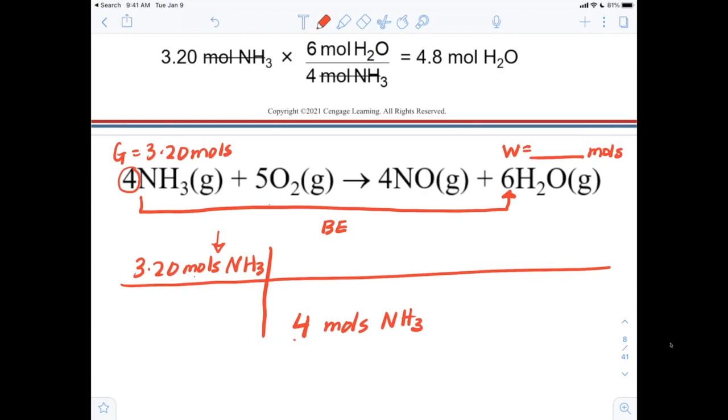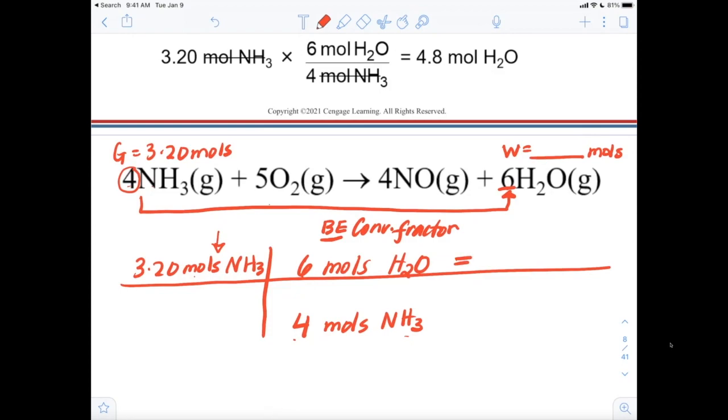And remember how we had that conversion factor from the balanced equation? We're essentially doing that again. So 4 moles of ammonia down there, and then we have 6 moles of water right there. So I just use this right here. Remember, this balanced equation is the conversion factor we were practicing a minute ago. That's really the only conversion factor that I need.